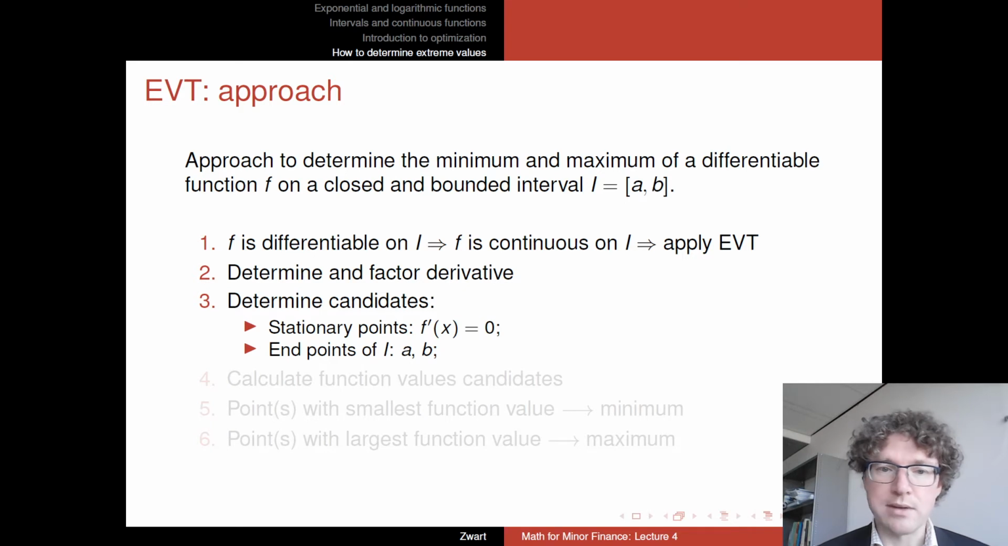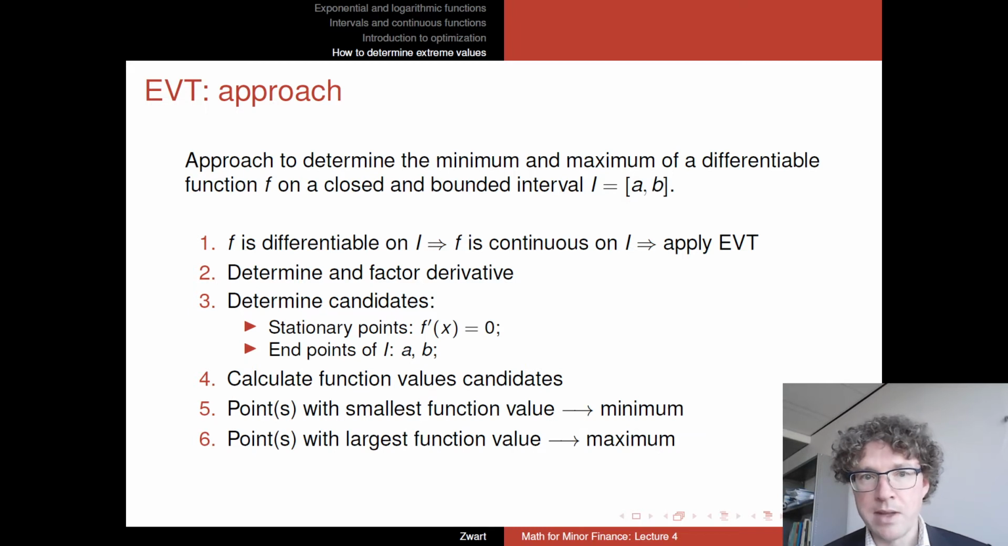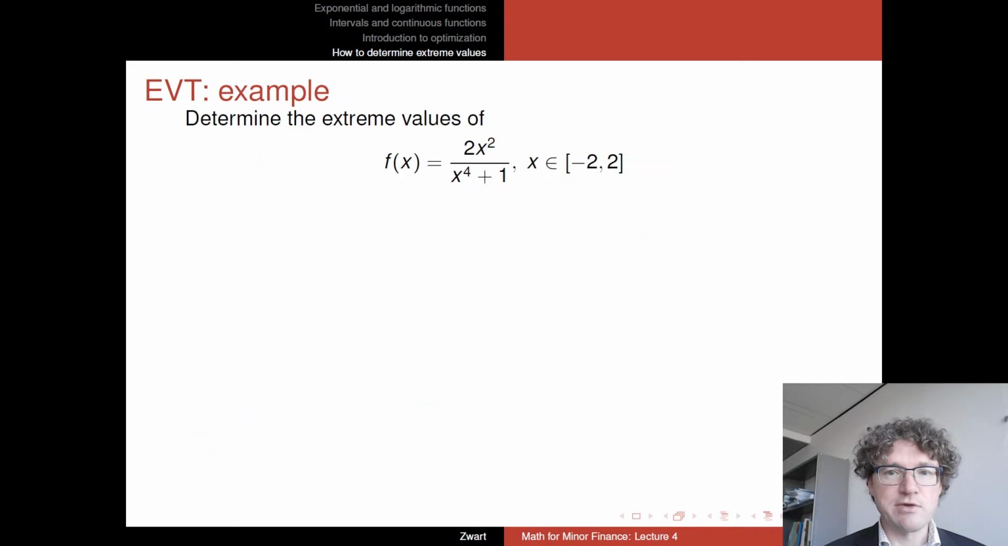Once we have done that, we know what the candidate points are for the maximum and minimum of this function f. We also know by the EVT there must be a maximum and there must be a minimum. So what remains to do is just figure out the function values for each of the candidates that we have found, and the one which is highest must be the maximum, the one which is lowest must be the minimum, and that will be the endpoint for this analysis. So let's have a look at how that works.